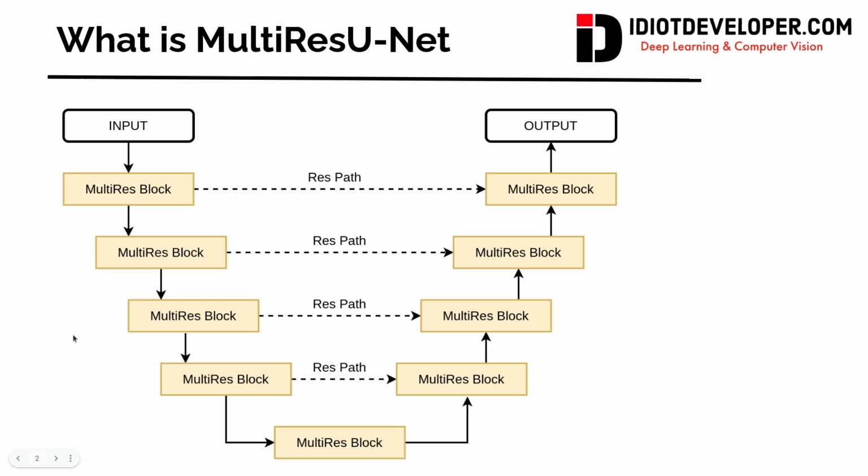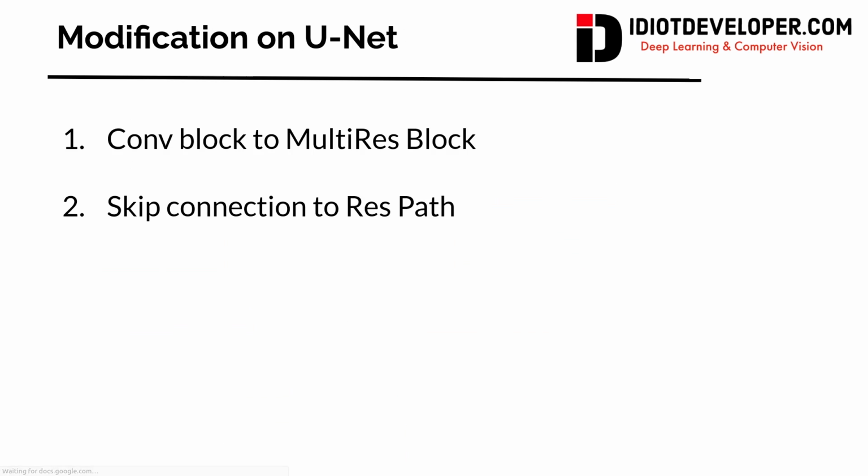If you see the block diagram of the MultiResUNET, you can see it's an encoder-decoder architecture consisting of multi-res blocks and the res path. These are the two novelties which are introduced in this MultiResUNET. So this network is basically a modification and improvement upon the UNET architecture. Let's see what modifications are made in the UNET.